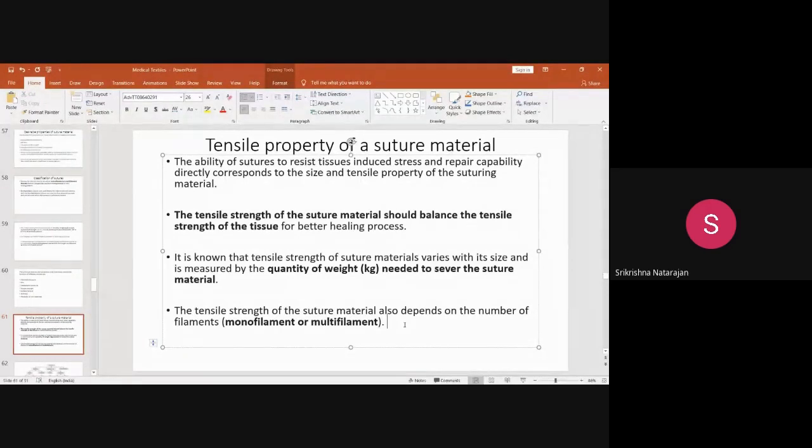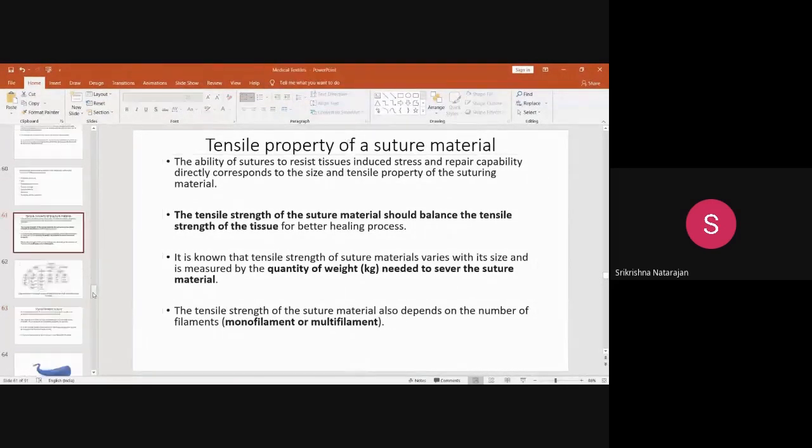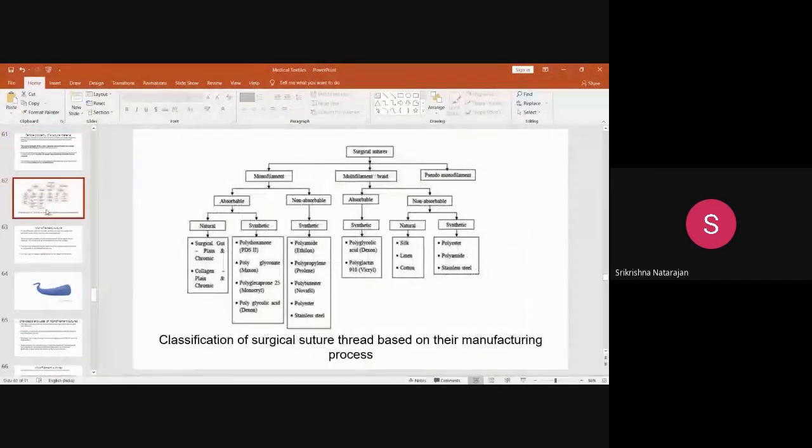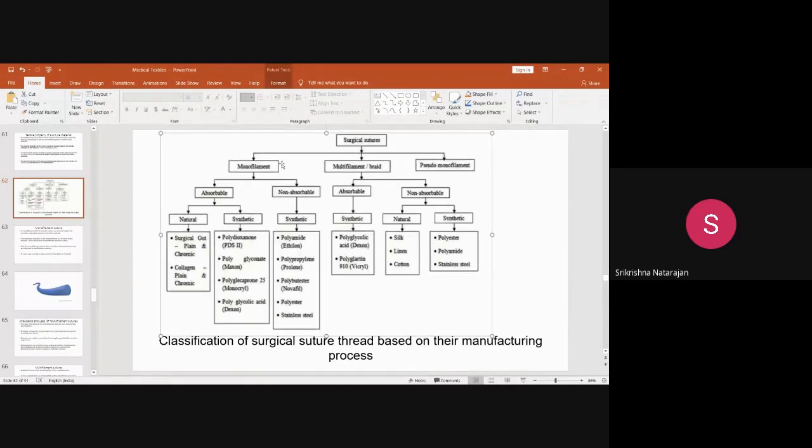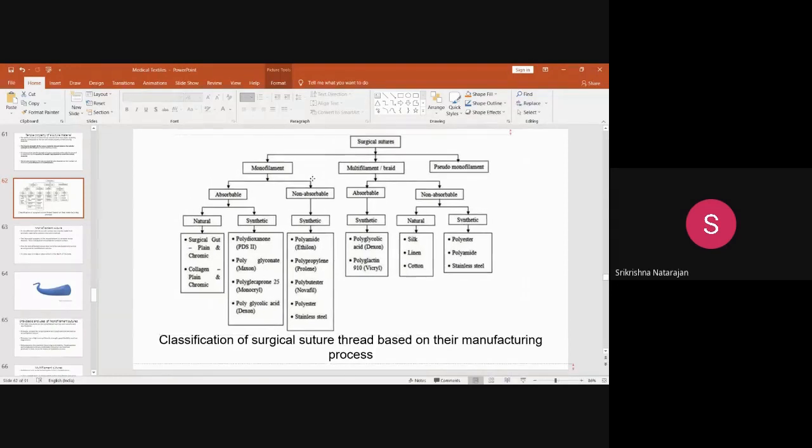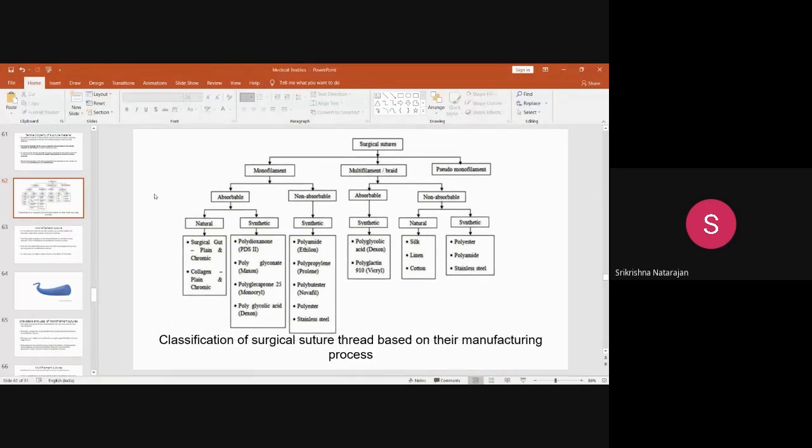Okay, so if you see about the suture material, they also have a classification. What are their classification? So if you see this table, I am not sure whether it is very clearly visible to you, because it has been copied from a research review paper, but I will try to explain.